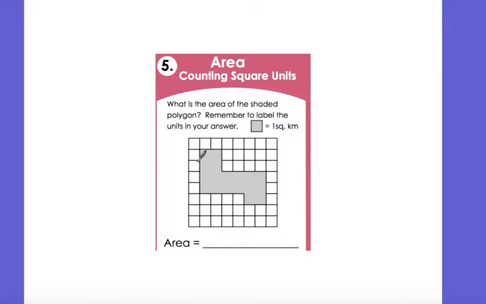Same thing. I can draw where my lines would be. And now I'm ready to count. 1, 2, 3, 4, 5, 6, 7, 8, 9, 10, 11, 12, 13, 14, 15, 16, 17, 18. So it's 18 square, because it's area, and it has km, kilometers. So I'll put a km here.